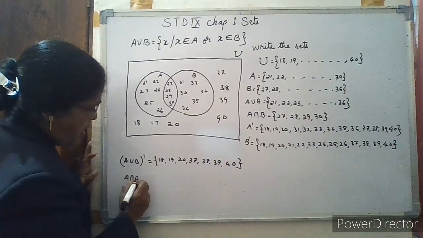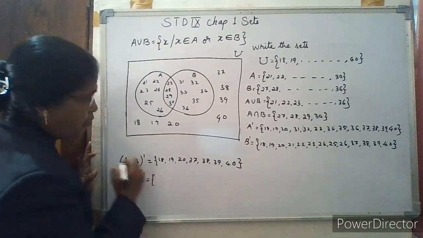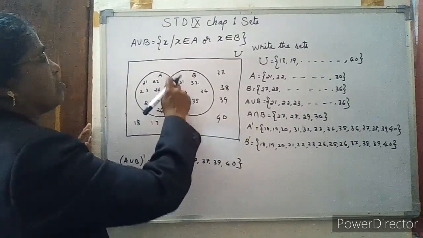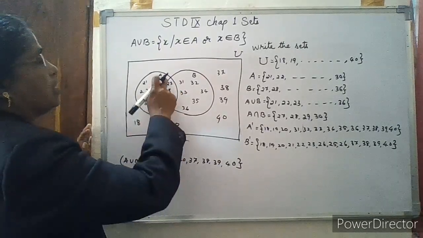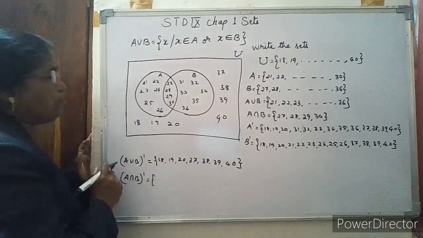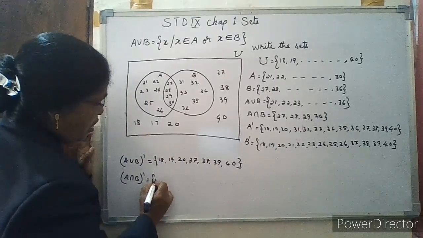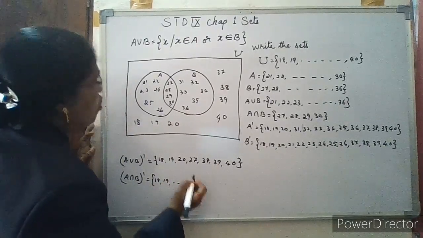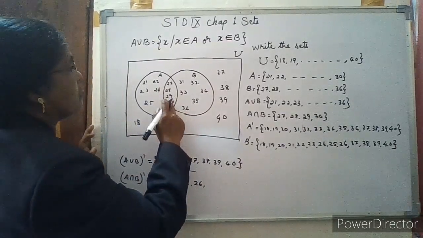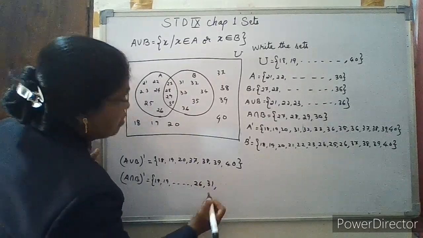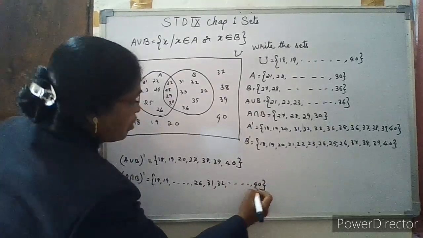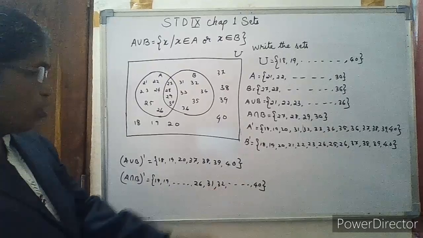Now, A intersection B complement. A intersection B is only this: 27, 28, 29, 30. These four elements you have to leave, rest all you have to take, that is A intersection B complement. So it starts from 18, 19, and instead of writing all this, I will write up to 26, then 27 to 30 it is not there, the next element is 31, 32 and so on up to 40. This is A intersection B complement.